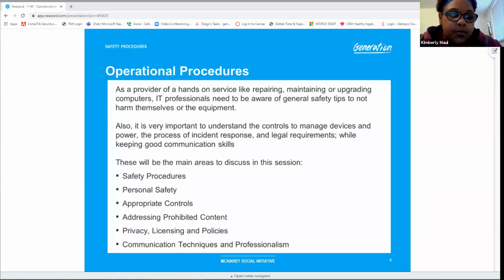Safety procedures, personal safety, appropriate controls, addressing prohibited content, licensing and privacy policies, communication techniques, and professionalism.